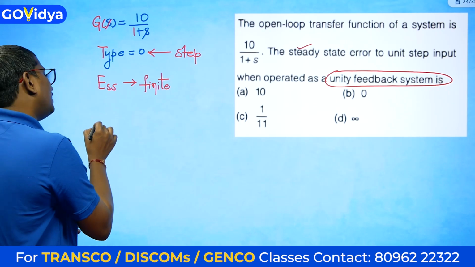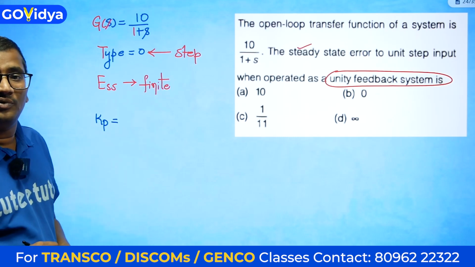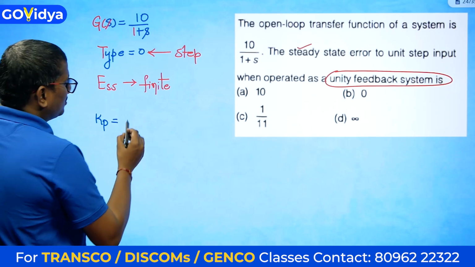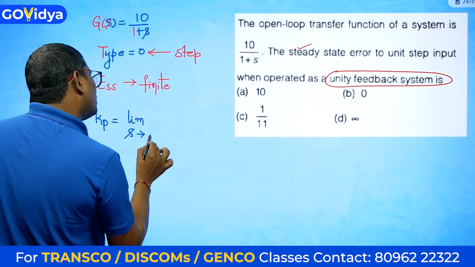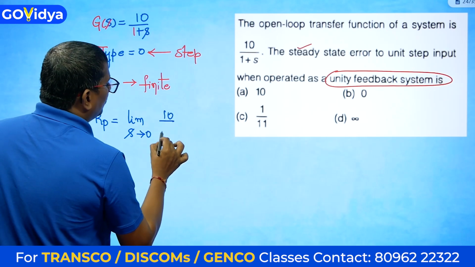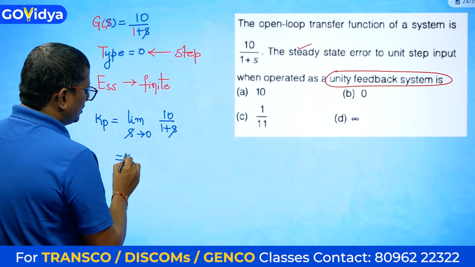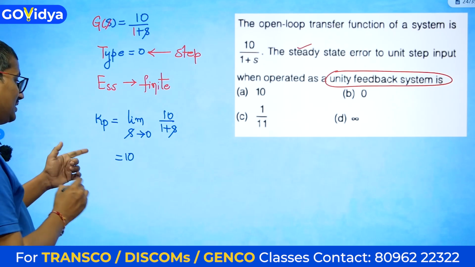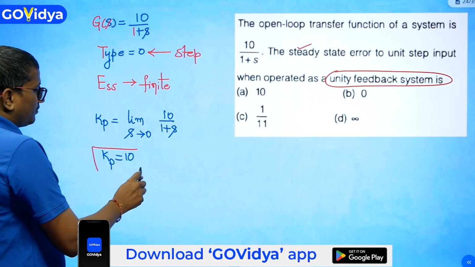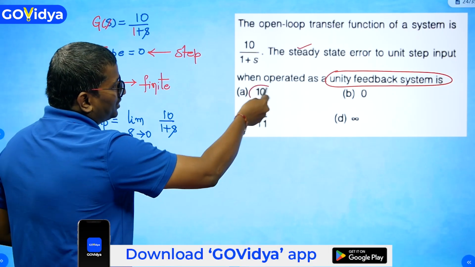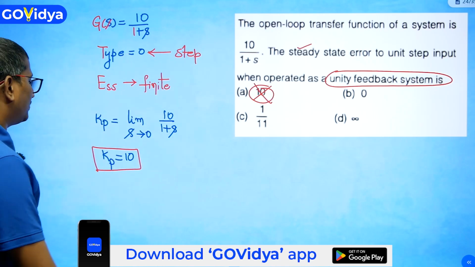So first of all, let us calculate the Kp because it is a step input. Can I say Kp is equal to limit s tends to 0 of 10 by 1 plus s? Put that in, it is going to be 10. But this is Kp only, not the steady state error. This is where we generally commit a mistake. That is why they have given us an option. They are asking what? Steady state error. So what is the steady state error?